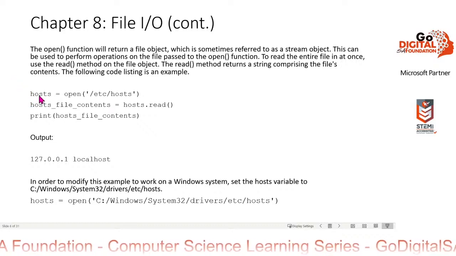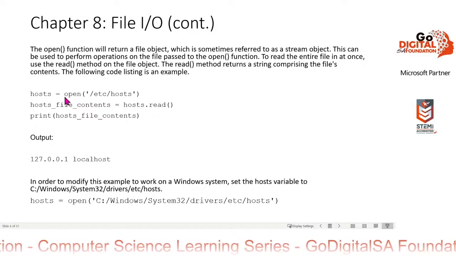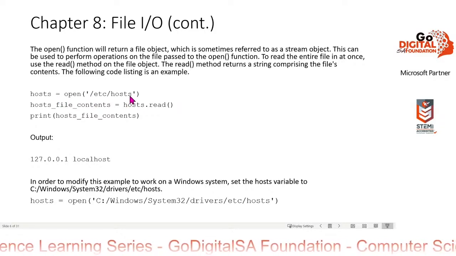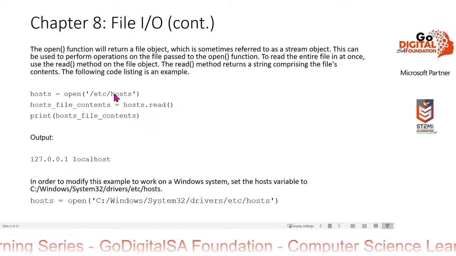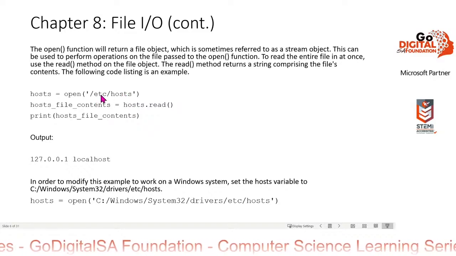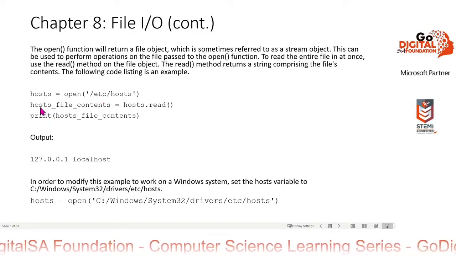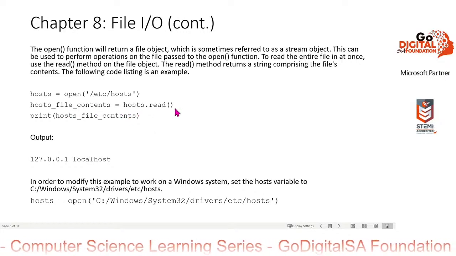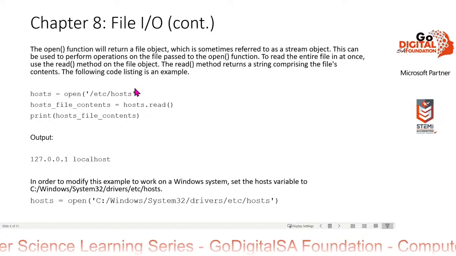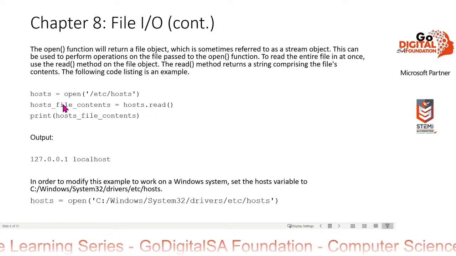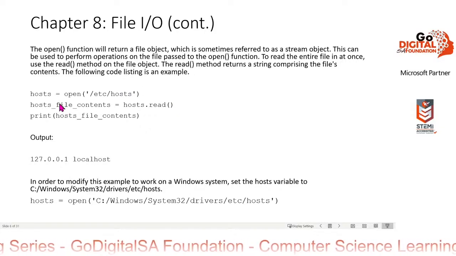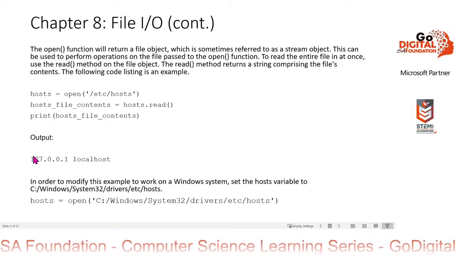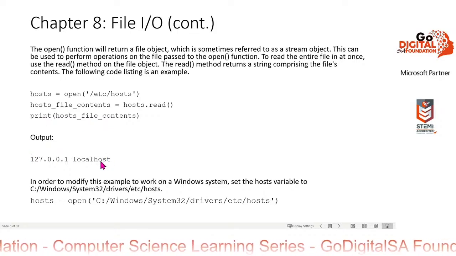Okay, so we've got a variable hosts, and we say that's equal to open, and this is an absolute path to the hosts file in the etc folder. Then we can say host file contents equals hosts.read. So that will read the contents of this file into this string variable. If we then say print hosts file contents, it will show us everything that's in that file.